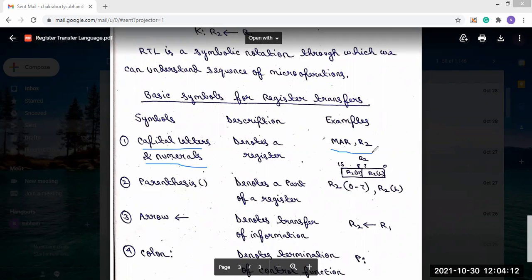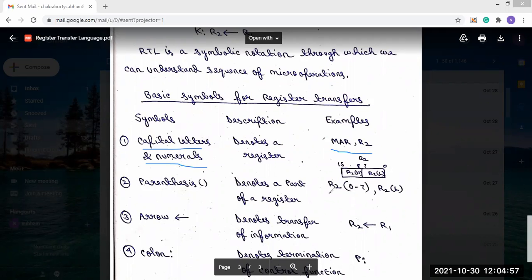For example, we have already seen MAR to R2, because MAR is the memory address register and R2 is another register. In each case we have written it in capital letters, so that denotes a register. Now, if the symbol is parenthesis, the description is that it denotes a part of the register. For a register, RL is for the low bits and RH is for the high bits, as we have already said.